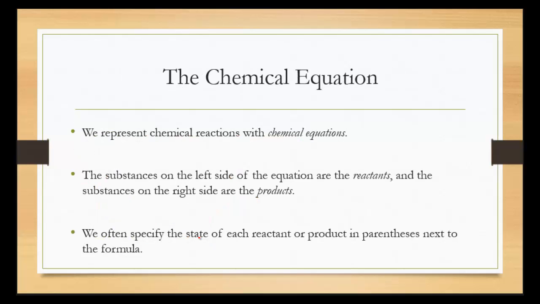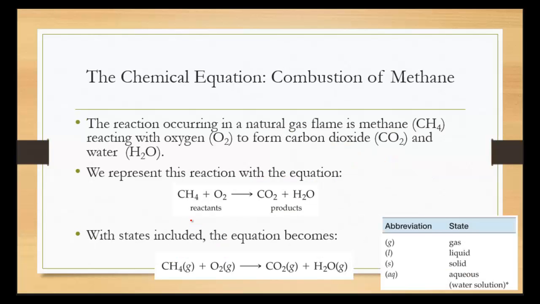So we represent chemical reactions with chemical equations. The substances on the left are the reactants, and on the right you have the products. In between the two, you have an arrow saying this is going to that. And then you might see some little letters next to them in parentheses. That is the physical state of each substance.